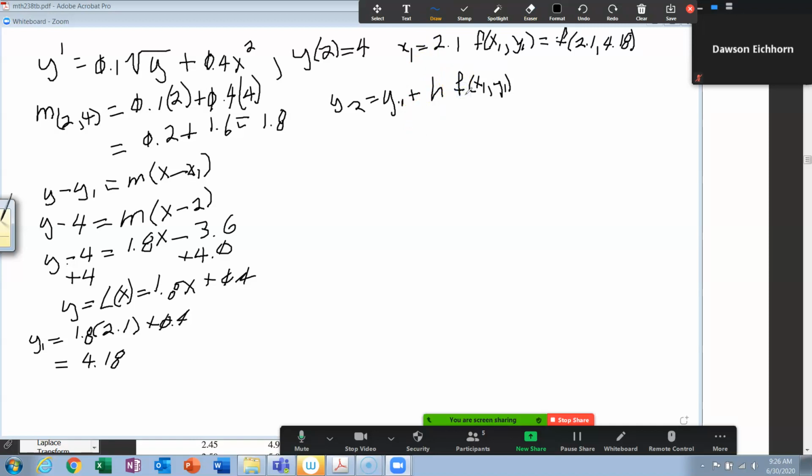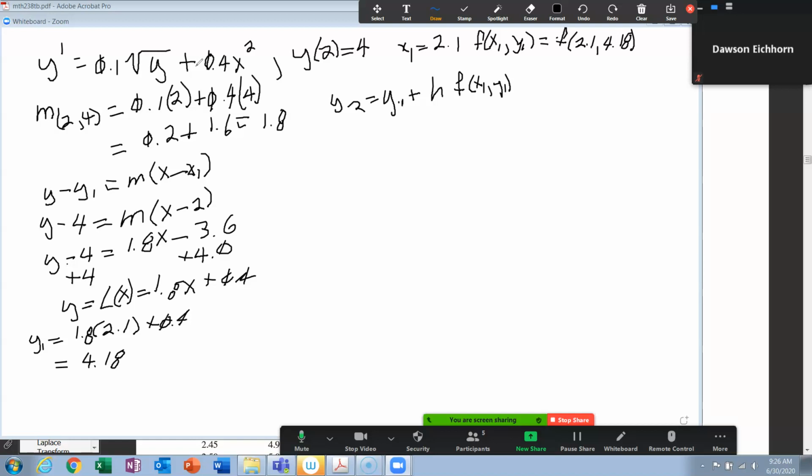So what we have to do is calculate f of 2.1, 4.18. Well, here is your f. This is your f right here. We're going to plug in for y 4.18 and for x 2.1, and we're going to get our new slope there. So pull out your calculator.